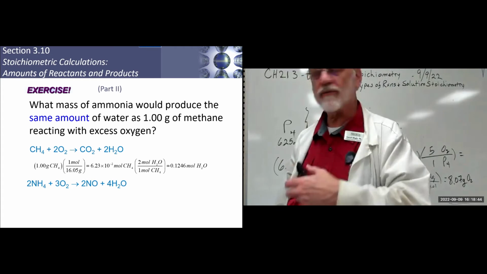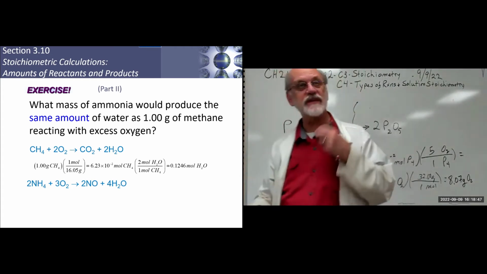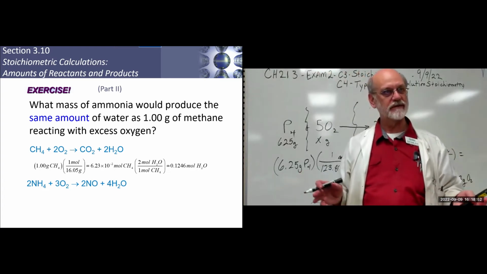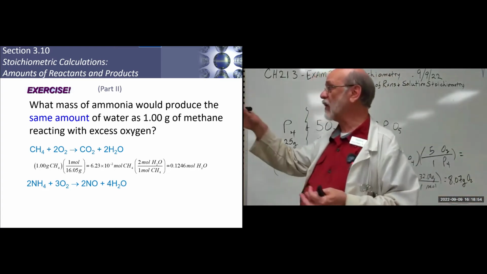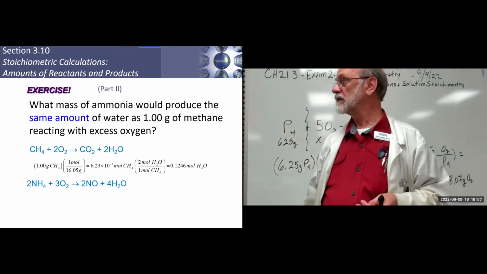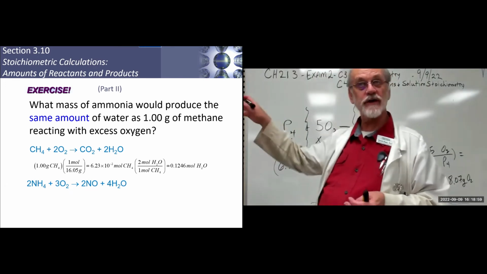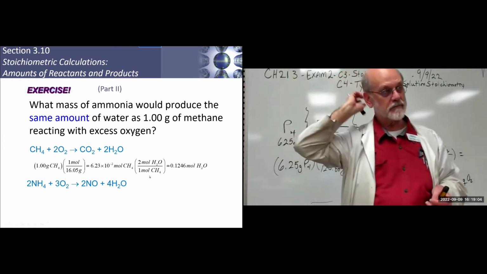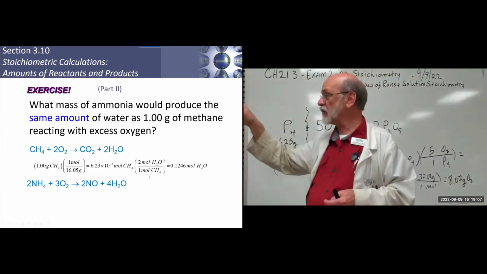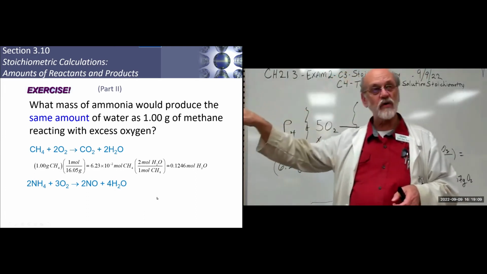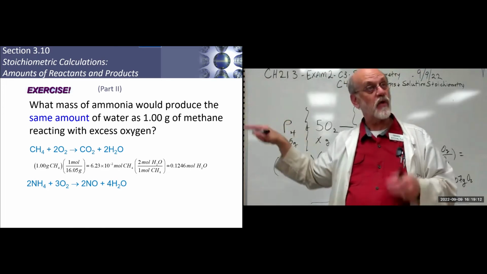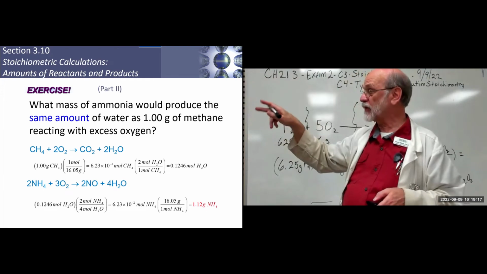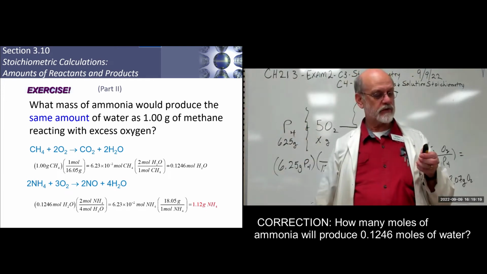Methane. 1 gram of methane is 6.23 times 10 to the minus 2 moles of methane. Right? You got to get moles or you can't move. So now that we have that many moles, we're going to convert to moles of water using our coefficients as conversion factor. For every 2 waters, you need 1 methane. Okay, so we have that many moles of water. Well, we want to know how much ammonia would produce exactly that same amount of water. So we're going to say that many moles of water would produce how many moles of ammonia?